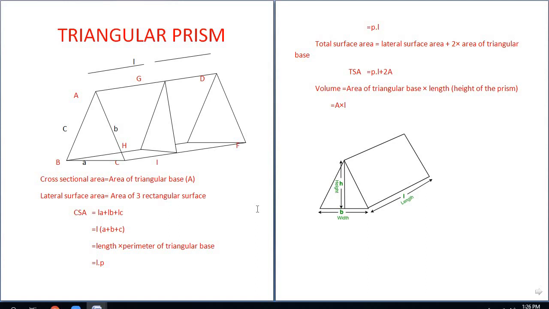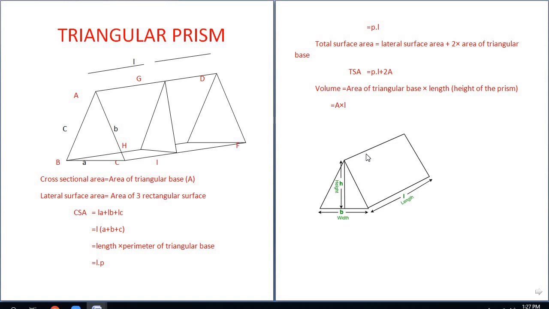Total surface area simply represents the total area occupied by a triangular prism. Here, total surface area represents the lateral surface area including the area of the triangles. That means we have two triangles on the front side as well as on the back side. If we add the area of two triangles along with the three rectangles, we get the total surface area. Simply, total surface area equals CSA plus 2 into area of triangular base, that is perimeter into length plus 2 area of triangle.